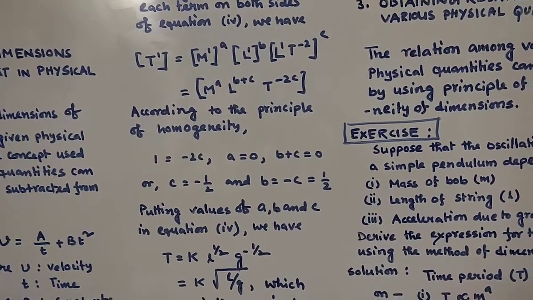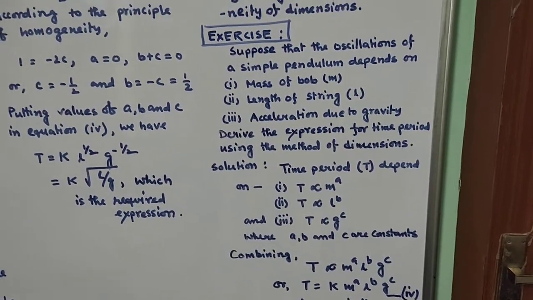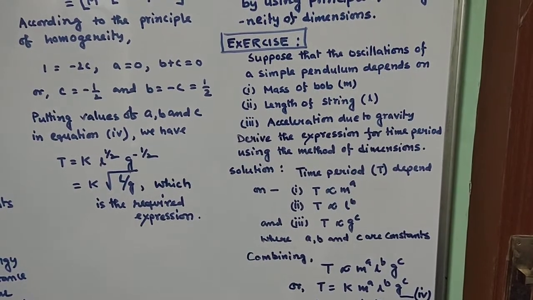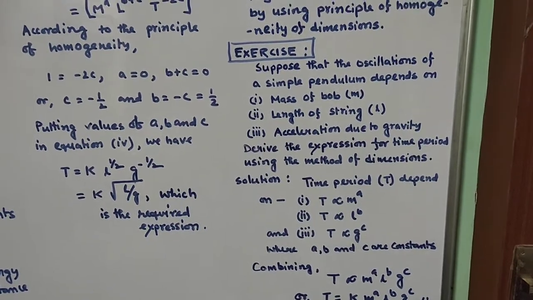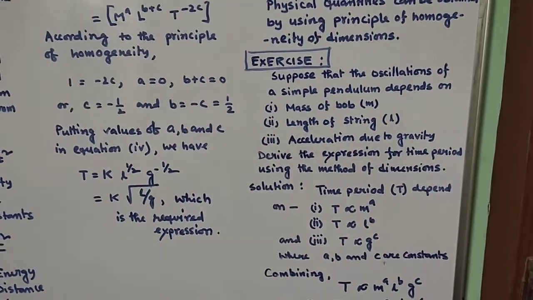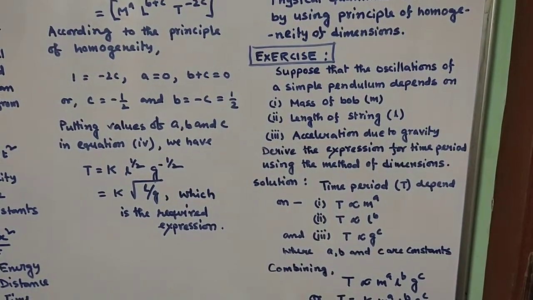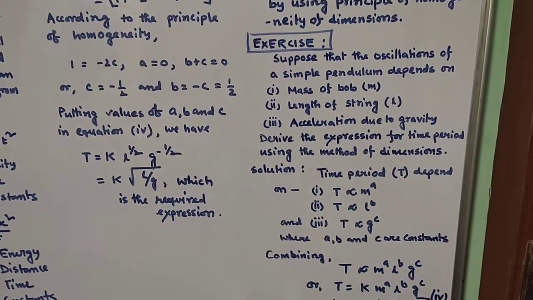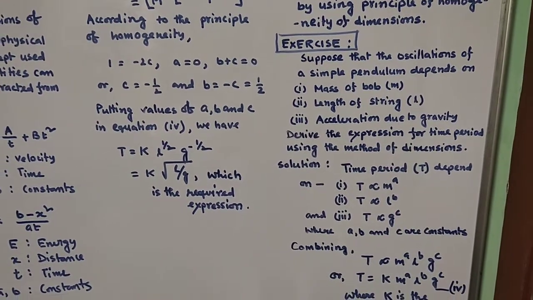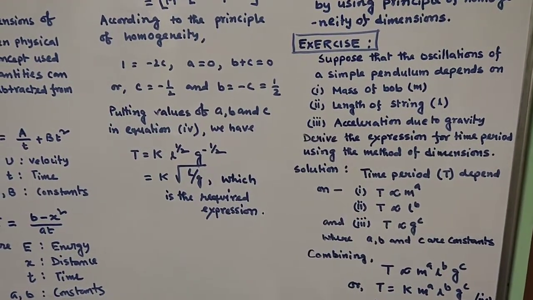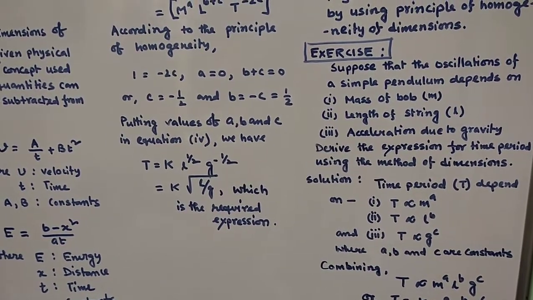So these constant values we have to substitute in equation number 4. So T equals K, a value comes out 0, so M to the power 0 is nothing but 1, so we are not supposed to write M to the power a. And length, that is your b value, is half, so L to the power half, and g value is c, c equals minus half, so g to the power minus half. So you can write this in terms of square root of L by G. So T equals K root over L by G.